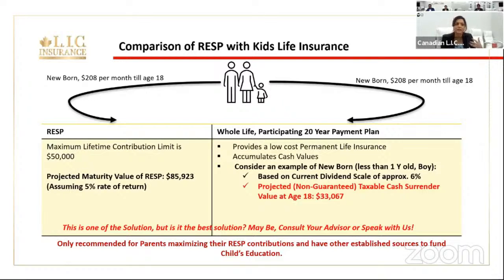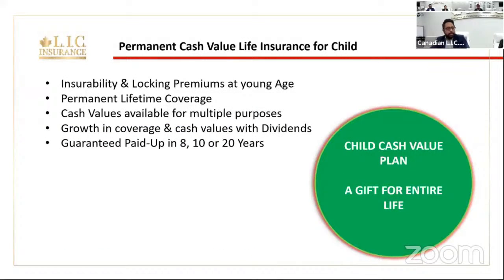So basically you're saying that when a parent is planning for the child, the first step is education, because when they're 17 or 18, that's the first thing they will need as cash. So the first thing is to go for the RESP, and then if there's extra that the parents want to contribute, there's the option of a participating whole life policy. But I want to ask you, what are the benefits of getting a permanent life insurance for the child at a very young age?